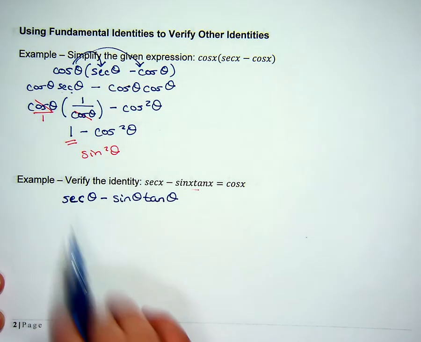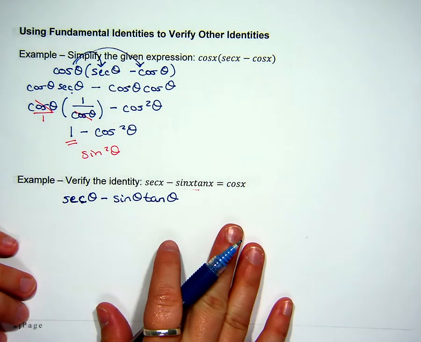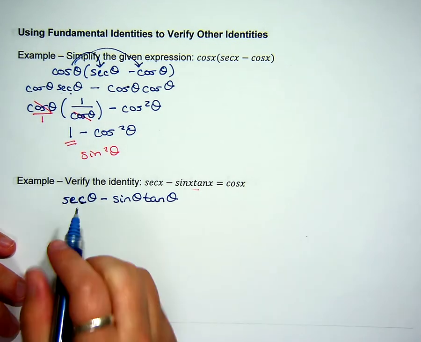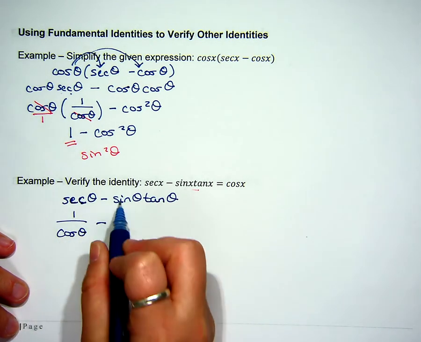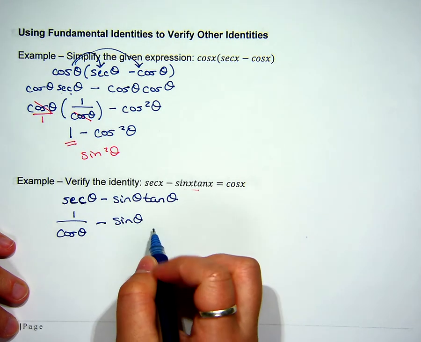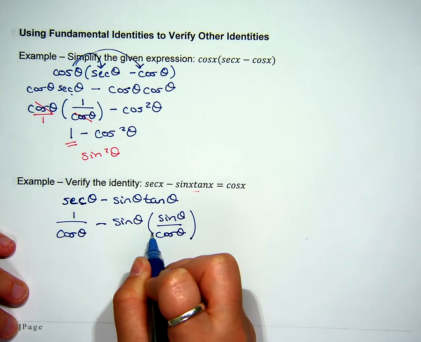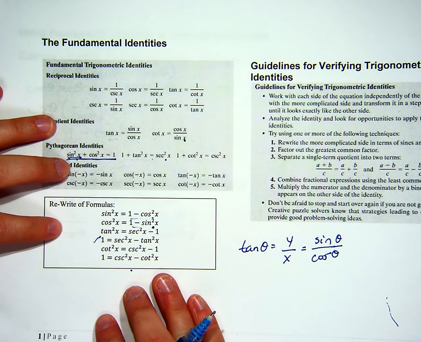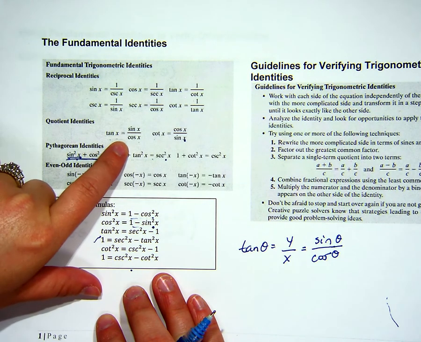So here we're going to take secant minus sine times tangent. Again, the easiest thing to start with is to break it into sines and cosines. Well, I know that secant is 1 over cosine. Bring your subtraction down, there's sine. Well, I know tangent is sine over cosine. Again, where am I getting these values from? I'm getting them from my identities, right here. I know that secant is 1 over cosine, and I know tangent is sine over cosine.